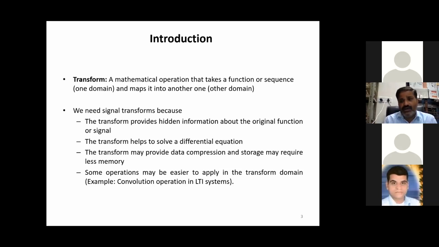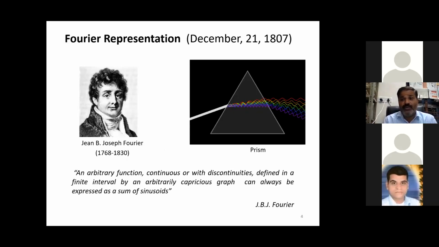One of the very commonly used, simple, well-known and very old transforms is the Fourier transform. Fourier proposed this transform in 1807. Fourier was actually from a physics background. When he was doing an experiment on the prism, the prism decomposed white light into 7 colors.